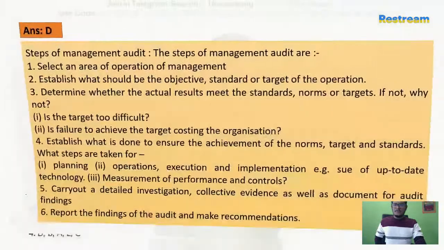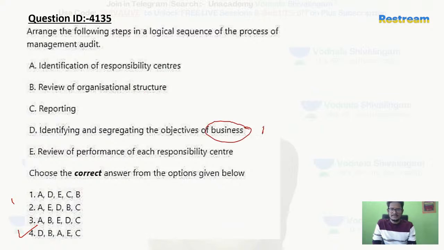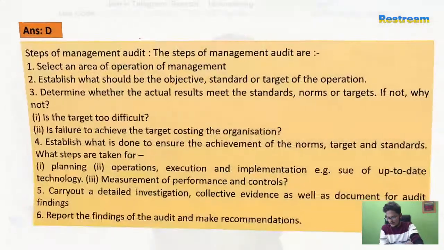So for this question, option D is the correct answer. The logical sequence of management audit: first, D, identifying and segregating the objectives of business. After that, B, review of organization structure. A, identification of responsibility centers. E, review of performance of each responsibility center. And finally, reporting. Management audit means the audit conducted to review the management decisions and the management process of conducting the business. That's what management audit is all about. Next.